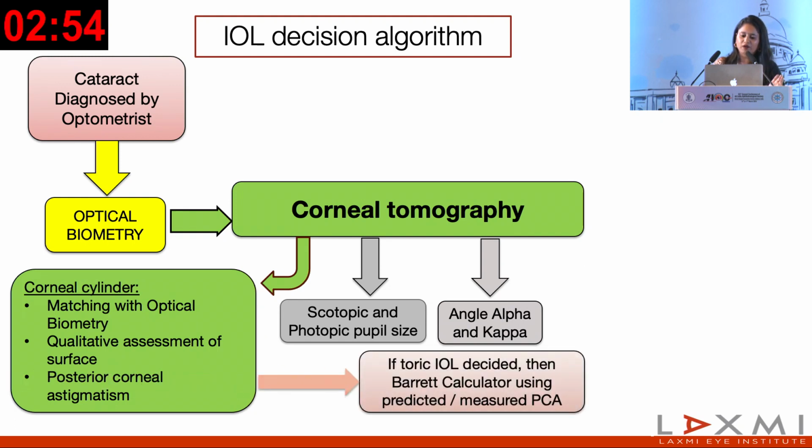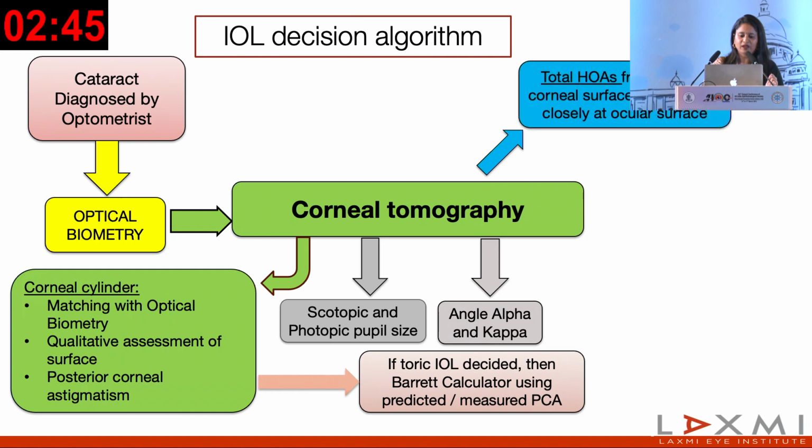And again, when we do the calculation, depending on what the astigmatism is, as sir had explained, we then go with the Barrett calculator and plan it. What we also get from these tomographers, and something we shouldn't ignore nowadays, is to look at the higher order aberrations. We know that most premium lenses, or any lens which may have rings in it, will not work very well if the higher order aberrations are higher than 0.3. So you need to look at that.